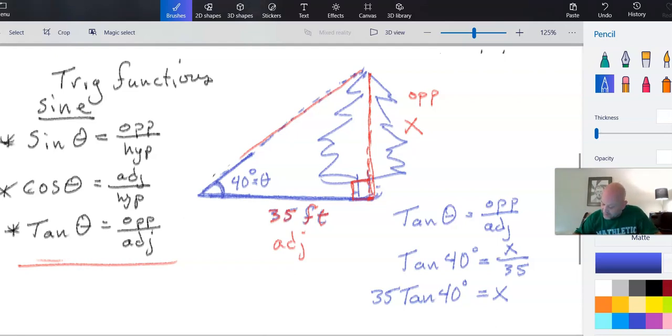What you should get is something around 29.37 feet is equal to x. So it's about a 30-foot tall tree, right? Decent sized tree, right? And that was by just computing this.